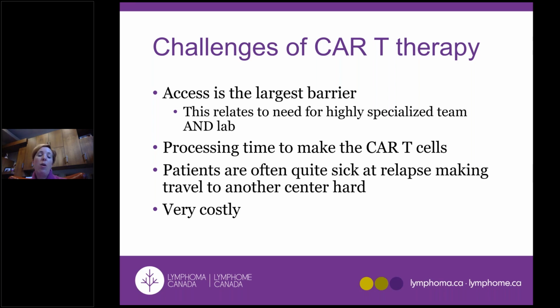Another challenge is the cost. The product of the CAR T-cells itself is approximately $500,000, with the additional costs of the potential hospitalization, all the follow-up care, the drugs needed, etc., increasing that cost even further.